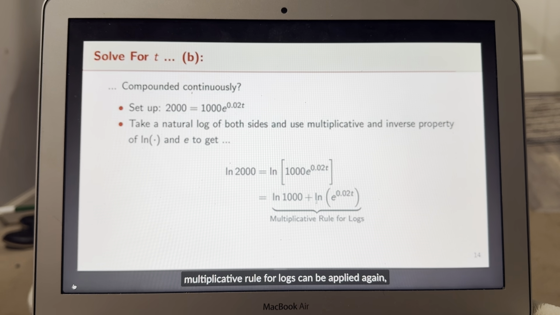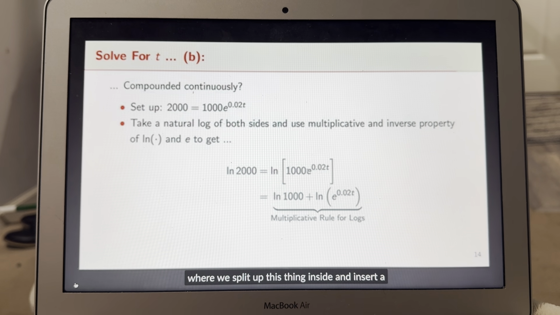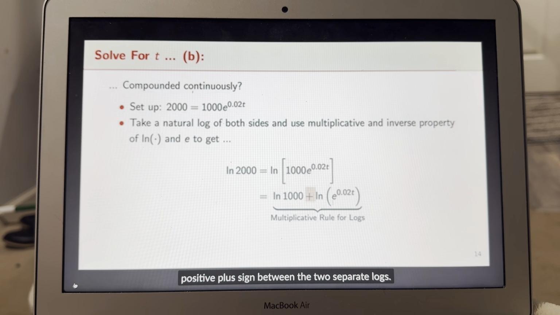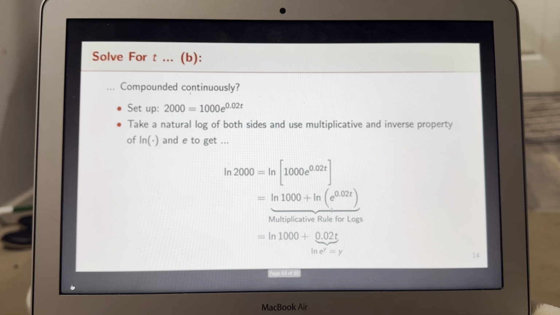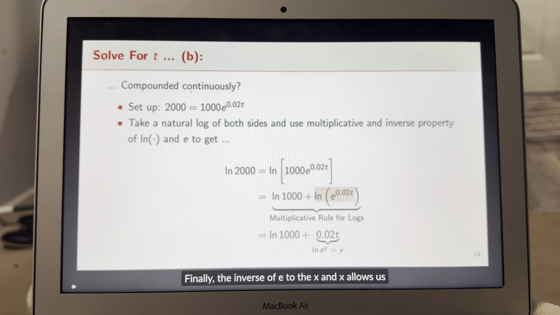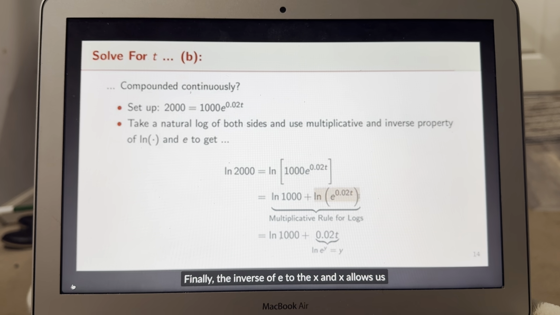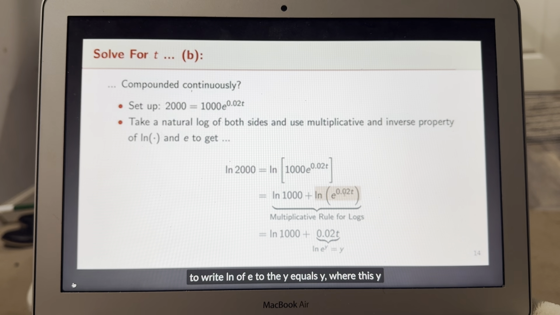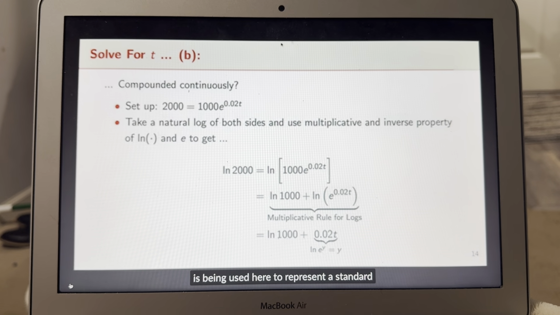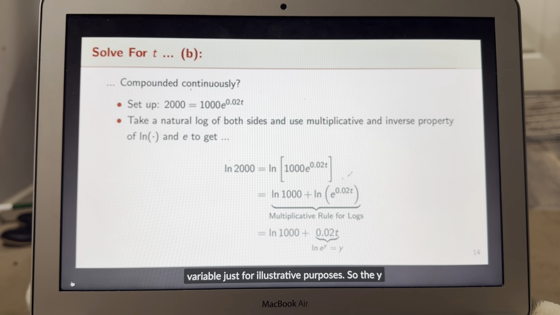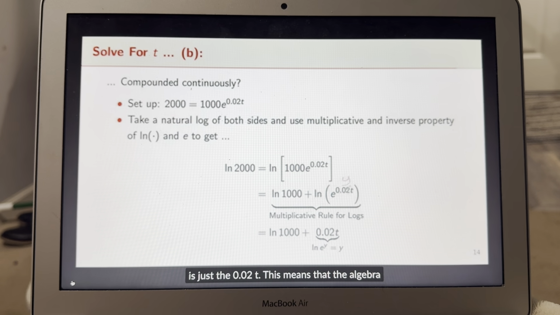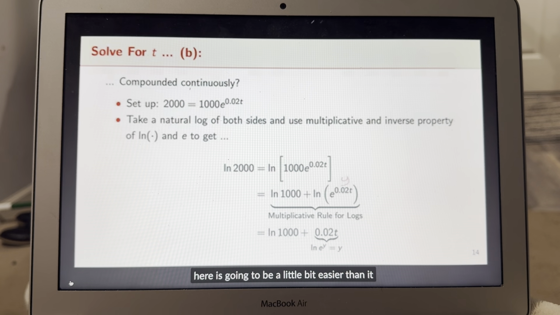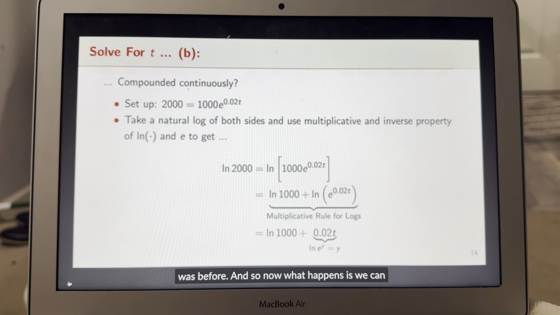Note that the multiplicative rule for logs can be applied again, where we split up this thing inside and insert a plus sign between the two separate logs. Finally, the inverse of e to the x and ln x allows us to write ln of e to the y equals y, where this y is being used here to represent a stand-in variable just for illustrative purposes. So the y is just this 0.02t. This means that the algebra here is going to be a little bit easier than it was before.